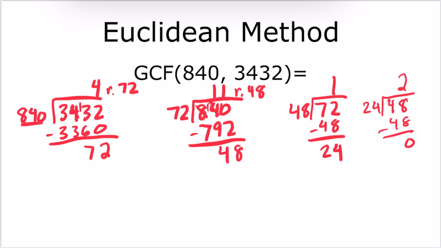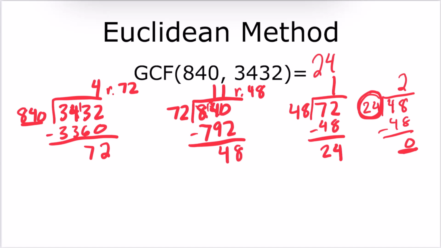So this tells us that the Euclidean method is done. The greatest common factor of these two numbers will be the number that you divided by that did not create any remainder. And so the greatest common factor of these two numbers would be the number 24. So those are 4 different methods you can use to find the greatest common factor.